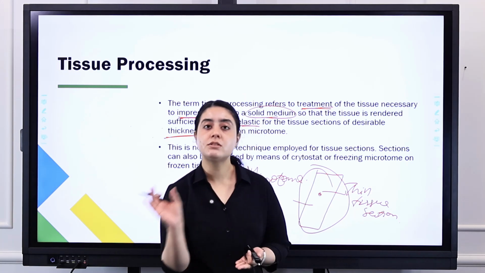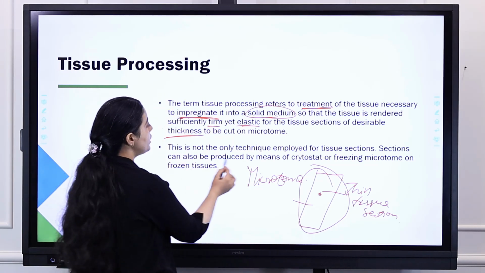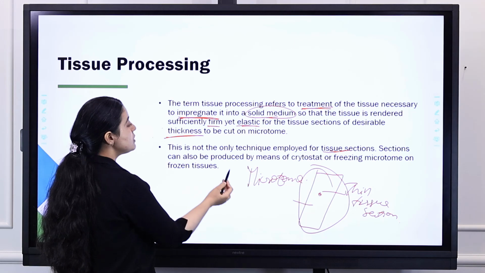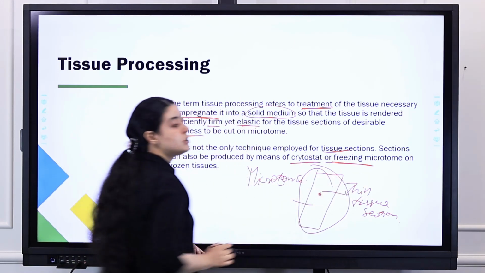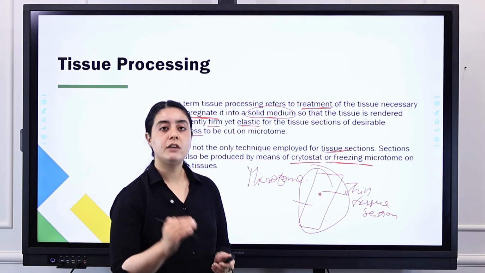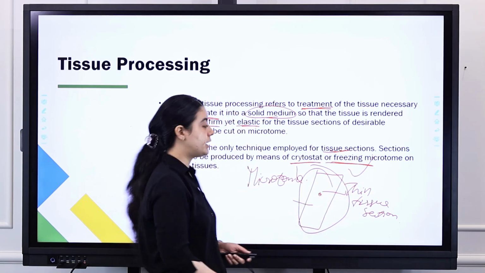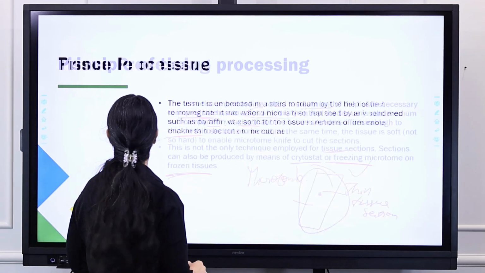So what will be that solid medium? We are going to discuss that also. This is not the only technique employed for tissue sections. Sections can also be produced by means of a cryostat or freezing microtome. So microtomy is not the only procedure. We have other options also, like cryostat and freezing microtome, on frozen tissues. So let's discuss one by one.